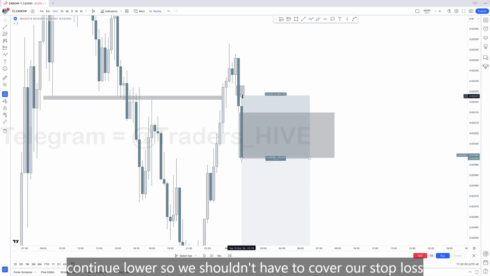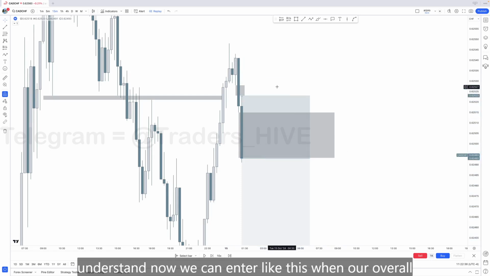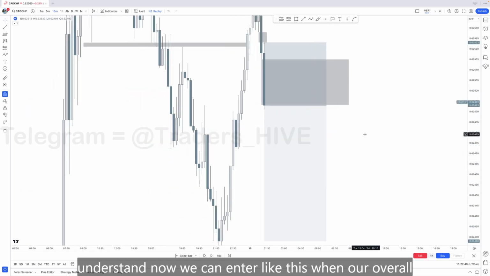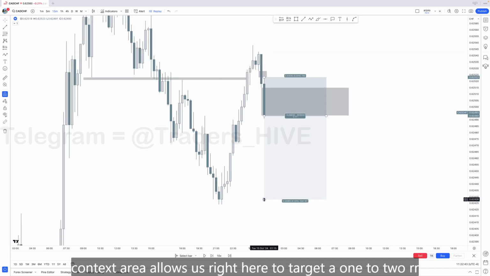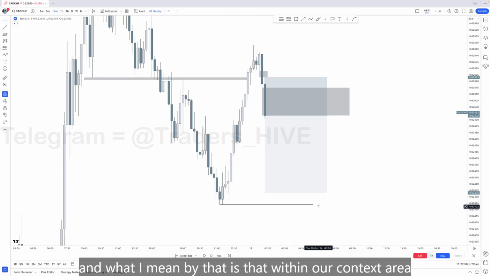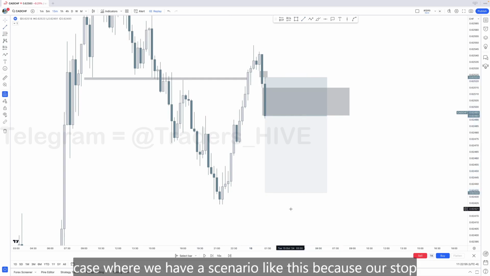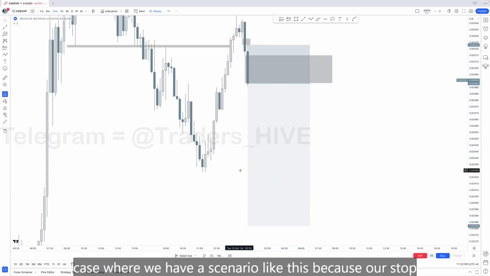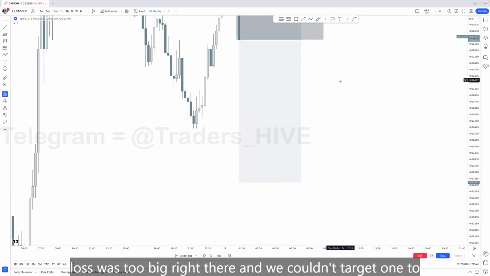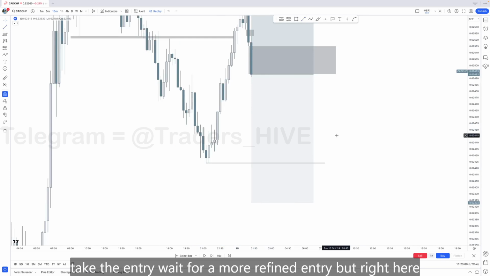So we shouldn't have to cover our stop loss all the way at the highs right there. Very important to understand. Now, we can enter like this when our overall context area allows us to target a 1 to 2 RR. What I mean by that is that within our context area right here, we can target a 1 to 2 RR. If we had a scenario like this, where our stop loss was too big and we couldn't target 1 to 2 RR within our context area, then I would say don't take the entry, wait for a more refined entry.